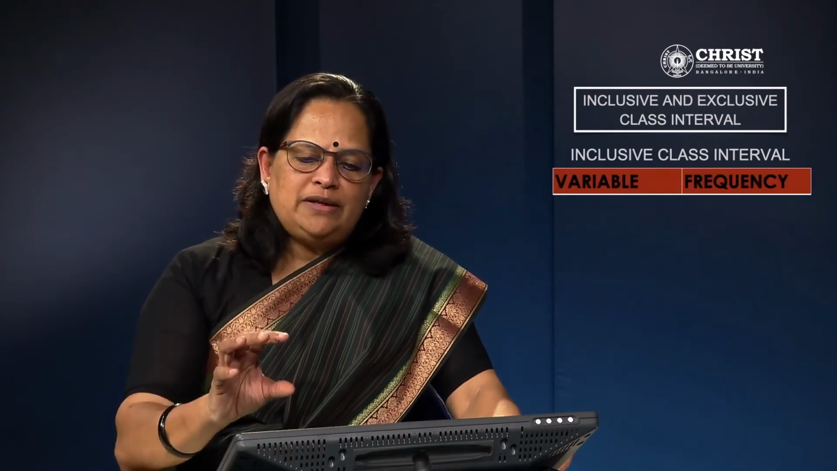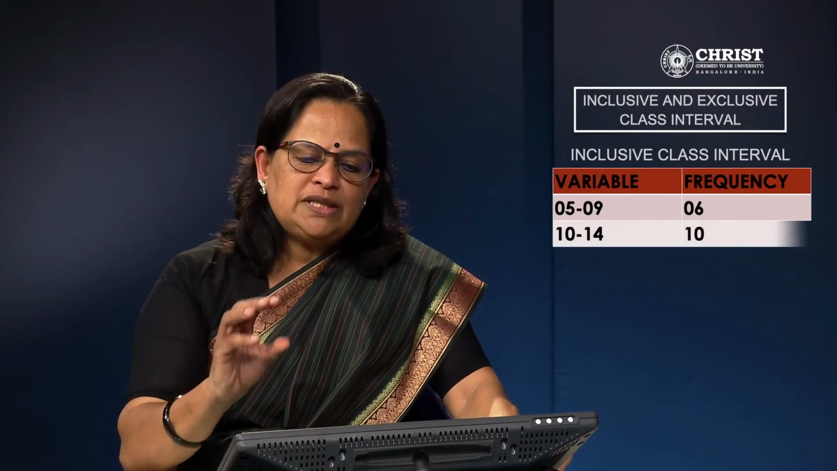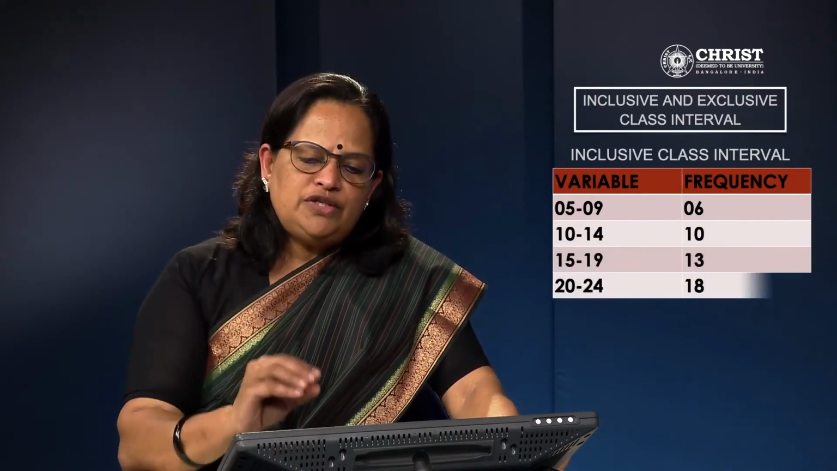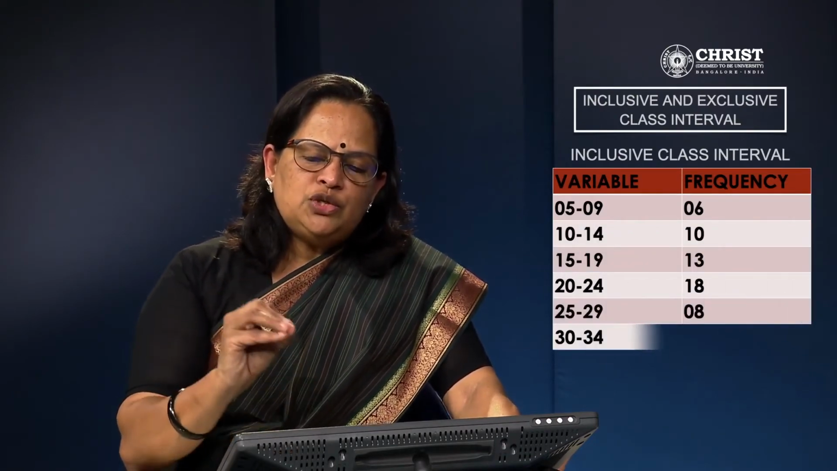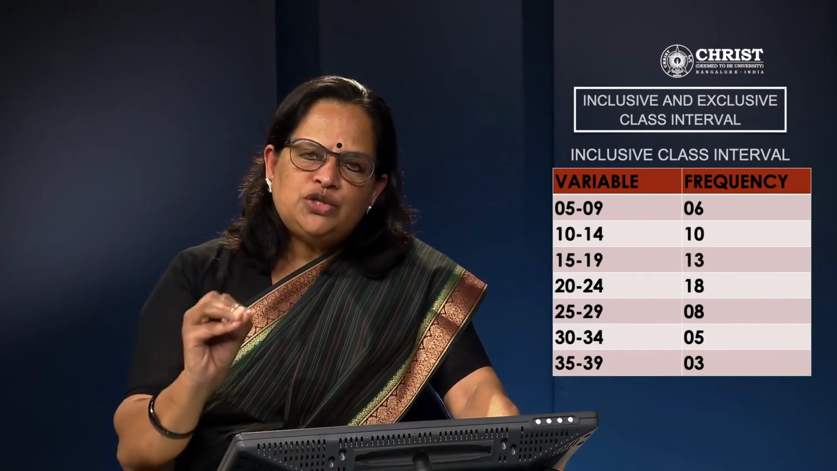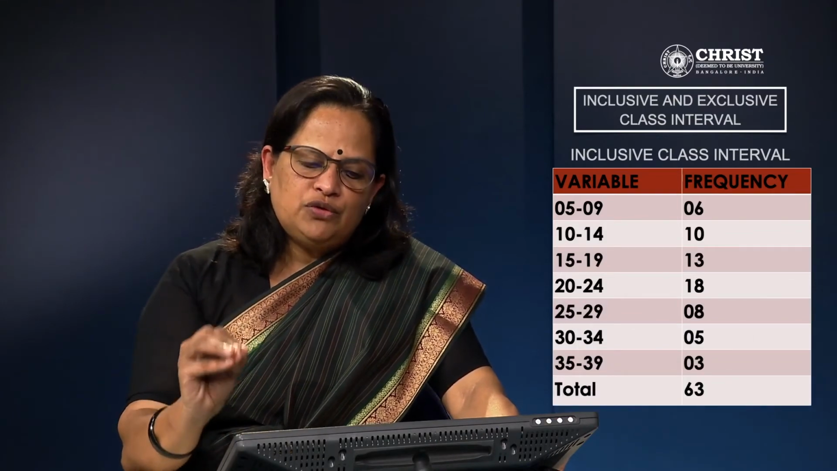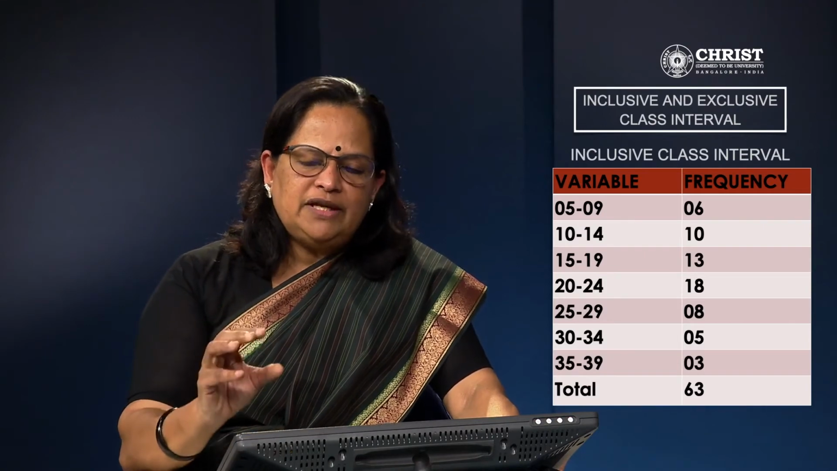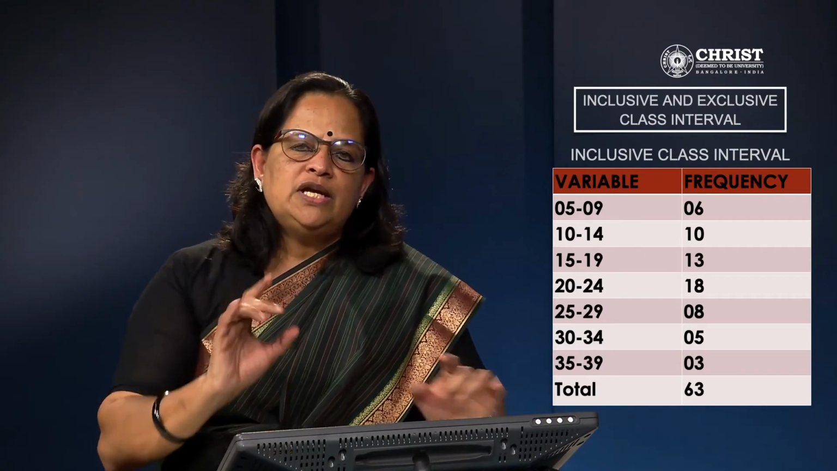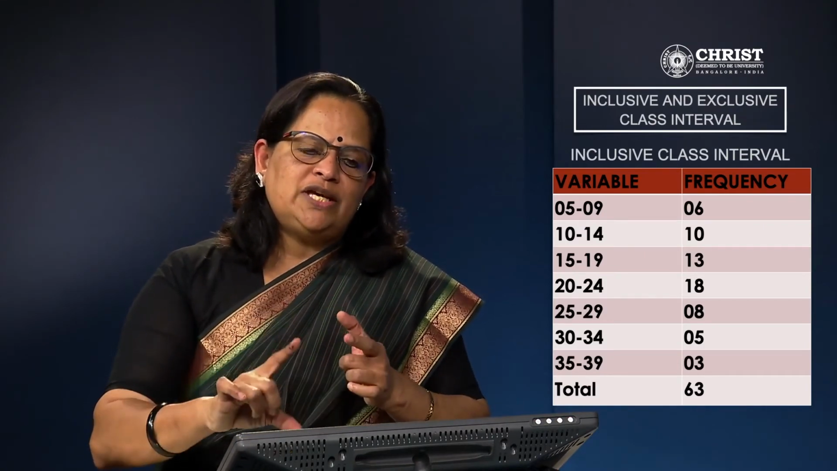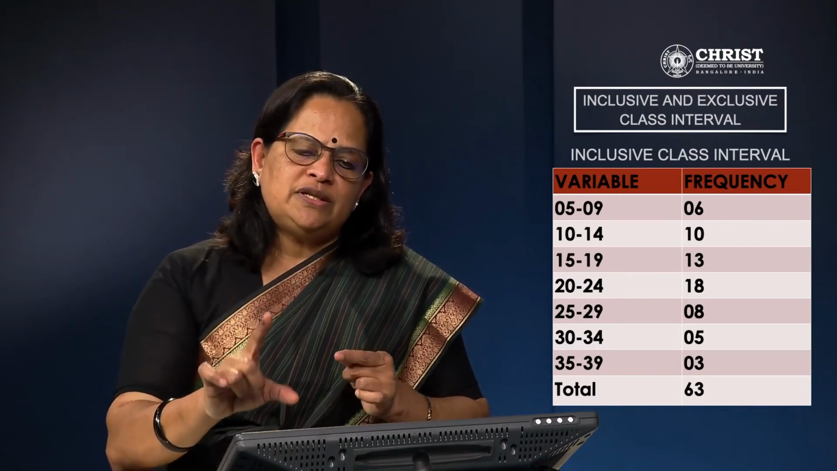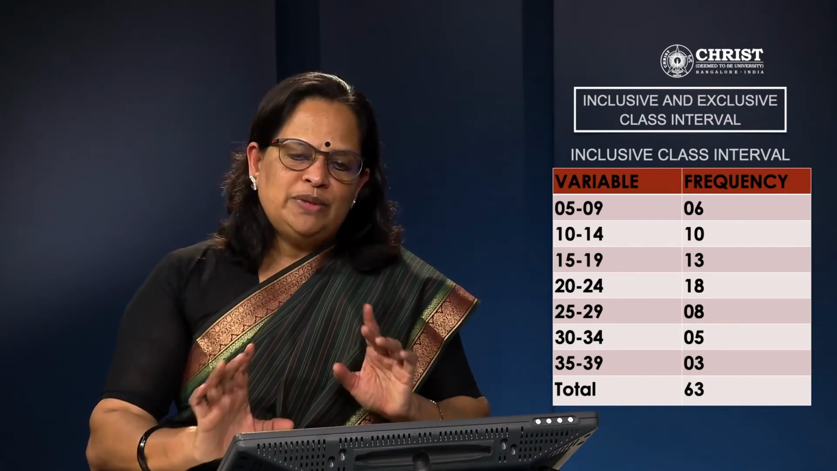Now for the variable 5 to 9, the frequency is 6; 10 to 14 it's 10; 15 to 19, 13; 20 to 24, 18; 25 to 29, 8; 30 to 34, 5; 35 to 39, 3. So total frequency is 63. This is a double check or cross check. Total number of observations is 63, so your frequency total also should be 63.